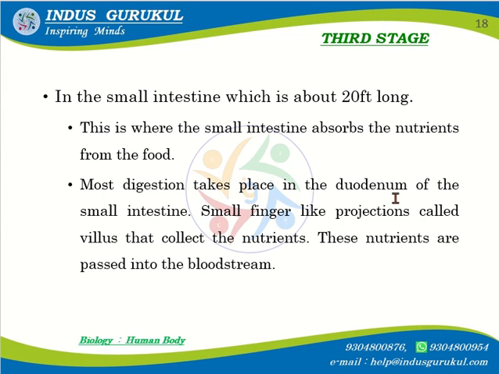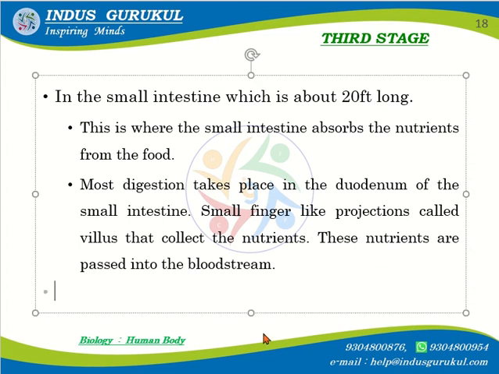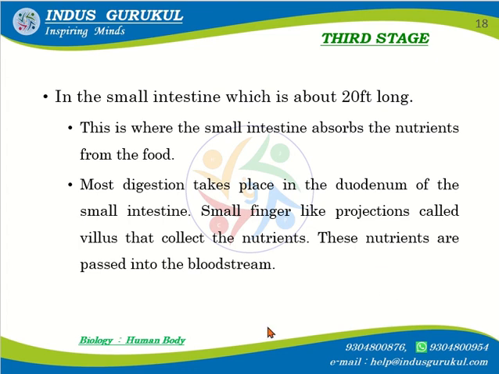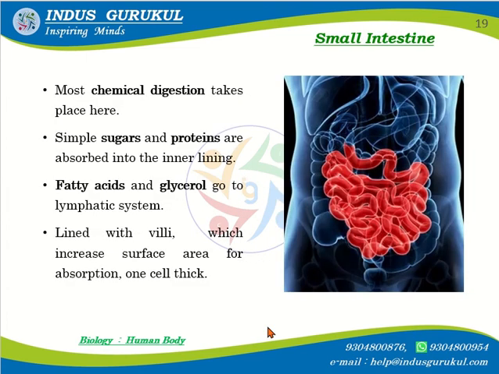As we said earlier, the small intestine is a very densely coiled structure which, if expanded, can go up to 20 feet long. This small intestine absorbs the nutrients from the food. Most digestion takes place in the duodenum and the small intestine. The small finger-like projections, as we learned earlier, are the villi, which help in larger surface absorption of the nutrients in a lesser time. These absorbed nutrients are then passed into the bloodstream.